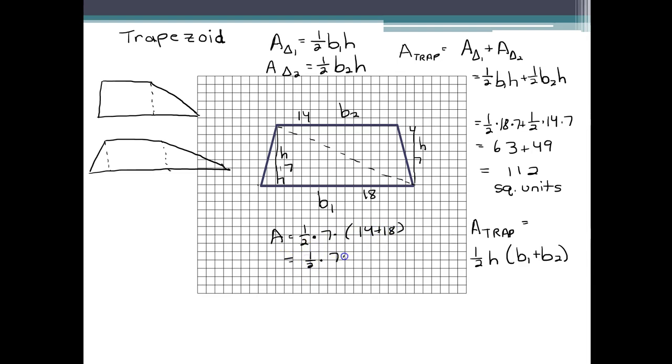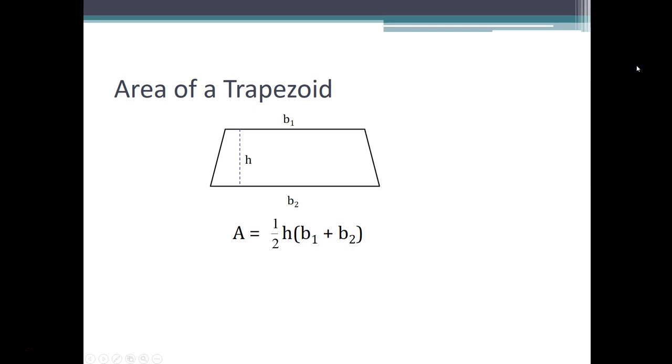Half times 7 times 32. See, half of 32 is 16 times 7 is still 112. So you can do it either way. Either you can break it up into the two triangles, find the areas and add them up. That's perfectly fine. Or if you want to remember the formula, it's 1/2 times height times the sum of the bases. And that would give you the answer too. So there's your reference slide for the area of a trapezoid.